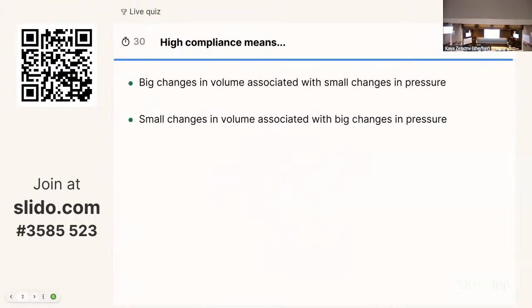Quick review from last time. First thing, we have to remember what compliance is to understand the values that we're about to go through.